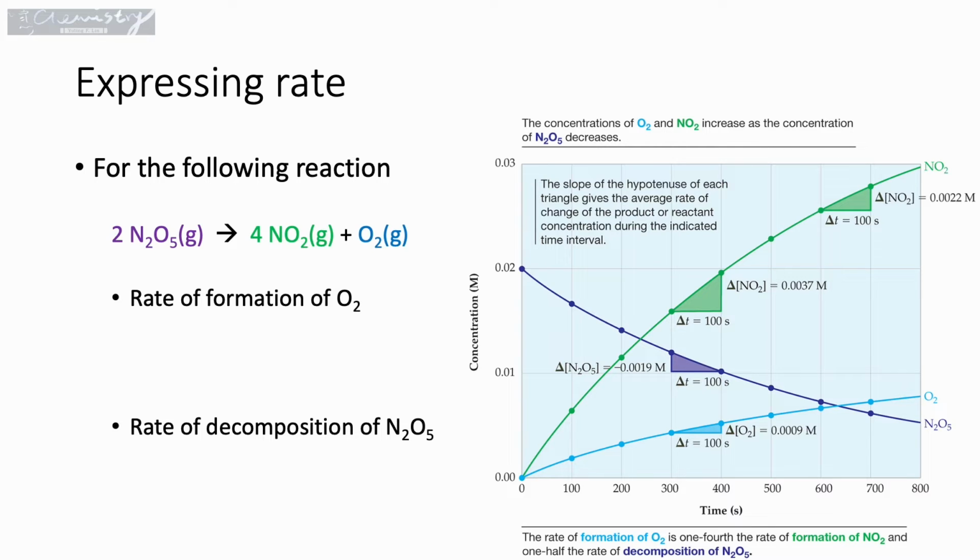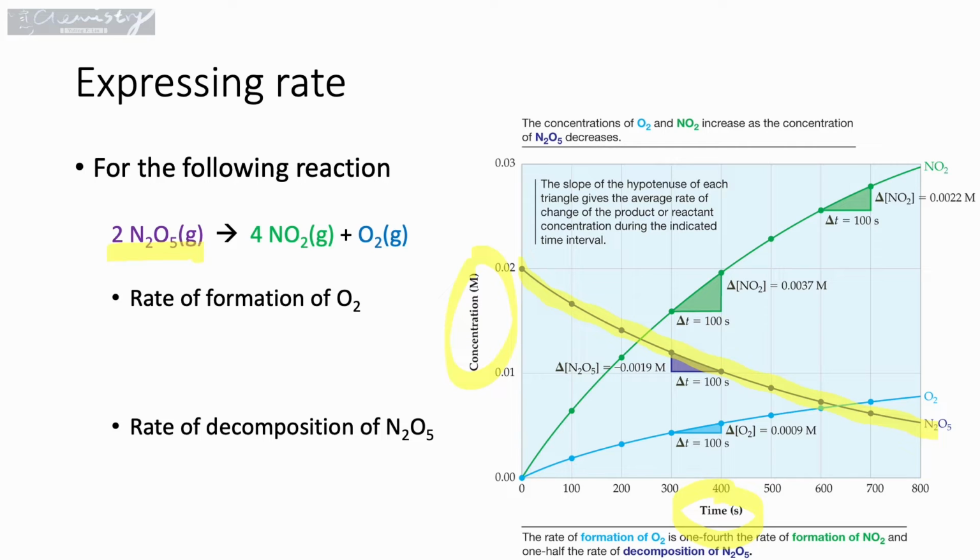So first, let's start by looking at an example reaction. Looking at this reaction, first we can notice that dinitrogen pentoxide is the reactant, so it is being used up as the reaction proceeds. You can see that when we are plotting concentration versus time, its concentration is decreasing over time.